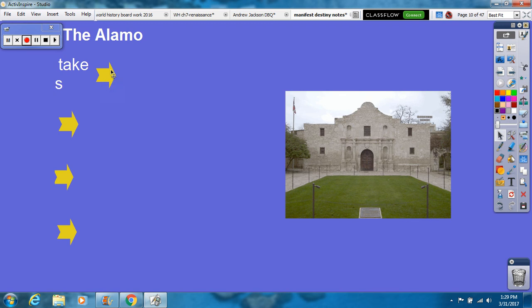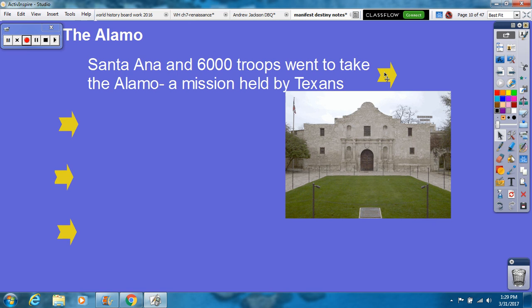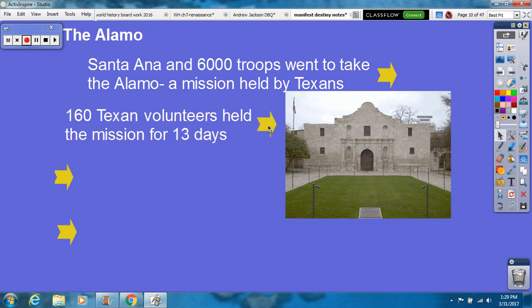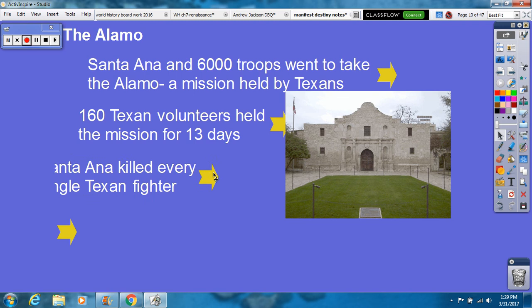So the Alamo, the troops, Santa Anna and about 6,000 of his troops went to basically take the Alamo and hopefully defeat the Texans and win. But 160 Texans will hold for 13 days against 6,000 Mexican troops. 160 against 6,000, and they're going to hold for 13 days, which is pretty darn impressive.